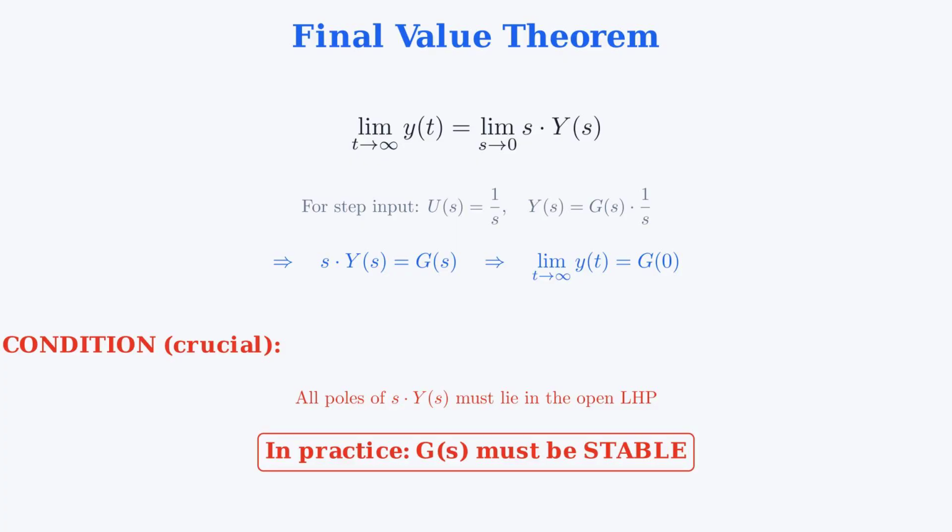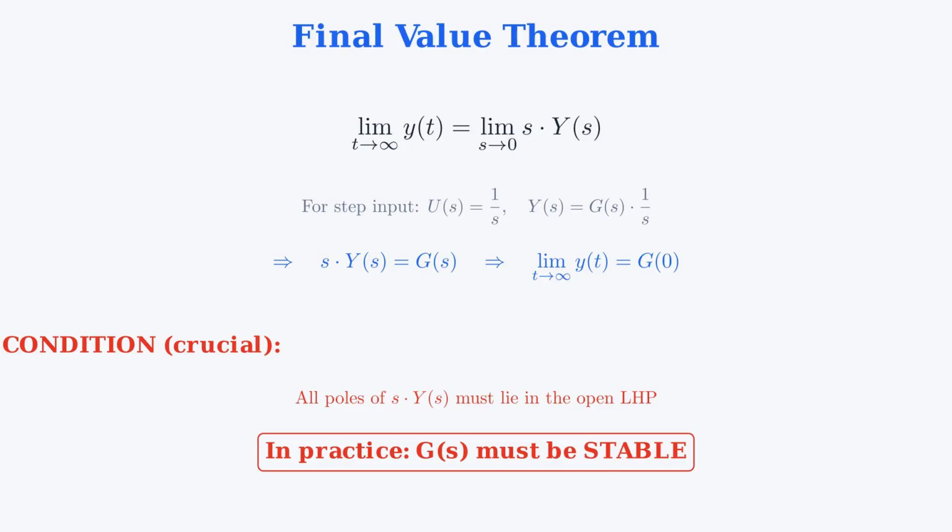For a unit step input, u of s equals 1 over s and y of s equals g of s times 1 over s. So s times y of s simplifies to g of s. Therefore, y of infinity equals g of 0. But there is a critical condition. All poles of s times y of s must lie in the open left half plane, otherwise the limit does not exist. In practice, this means the transfer function g of s must be stable.